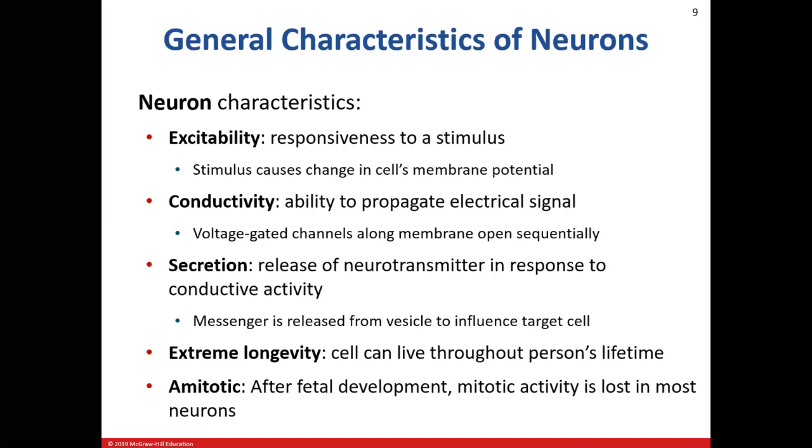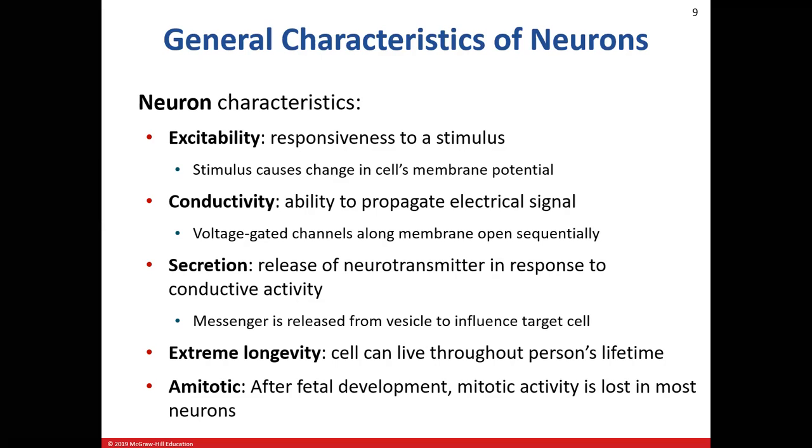It also has to have conductivity, which means we have to conduct a particular electrical signal. We have to be able to propagate and send that electrical signal down the cell. And it does this through voltage-gated channels along the membrane. And so these channels open sequentially, again, just as we do with muscle tissue. So you're kind of starting to see a trend that the muscle cell is going to have a lot of very similar characteristics to what we see with our neurons.